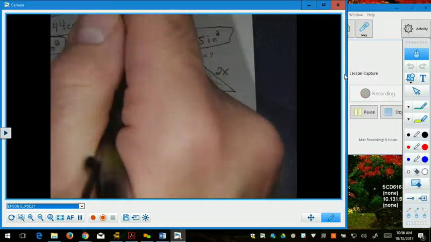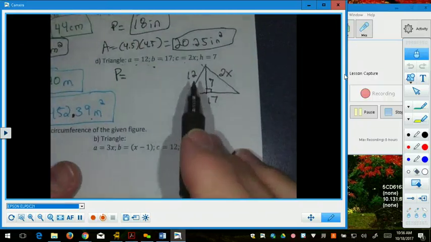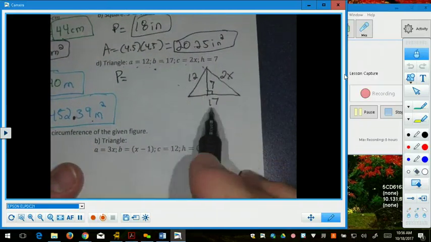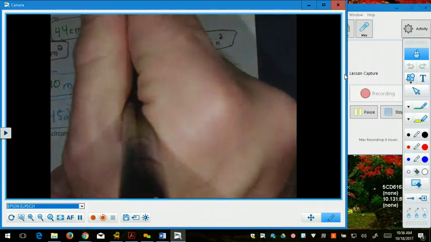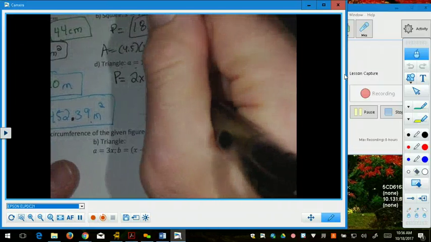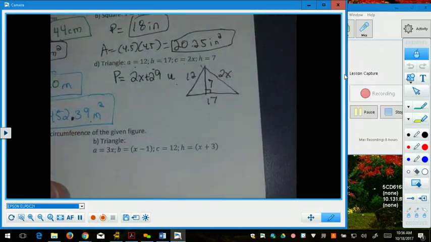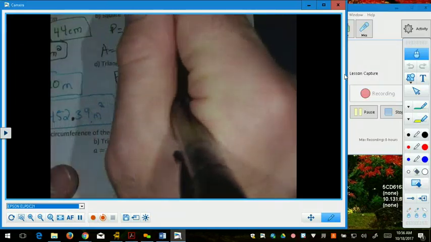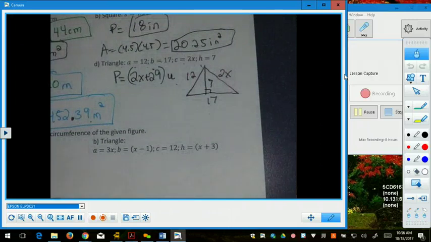My perimeter is pretty easy. I just have to add this stuff up. 2x plus 29. And I don't have units, so I'll just put U for units. 2x plus 29 units. If you tell me what x is, then great, I'll actually know what the real perimeter is. But if I don't know x, I can't do it.